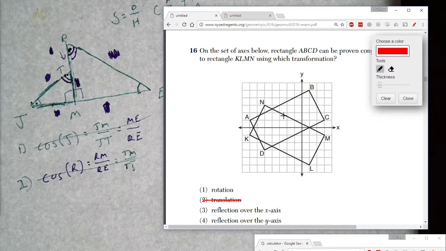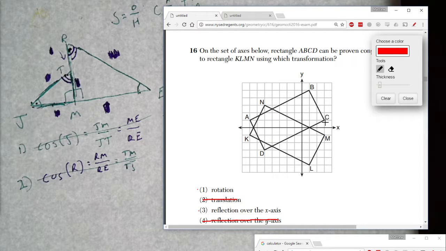Reflection over the y-axis, kind of similarly, if I reflect B over the y-axis over here, that's not mapping onto any other point on KLMN. So that's not it. So it's not translation, it's not reflection over the y-axis. Now we're left with rotation or reflection over the x-axis.